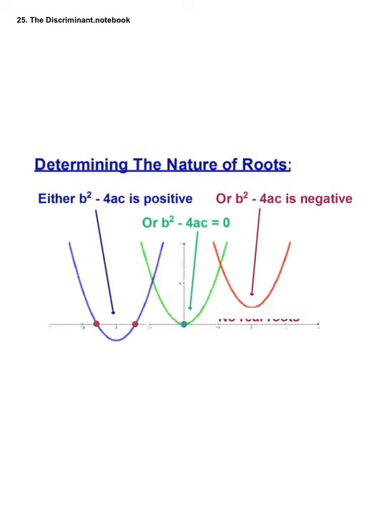Basically what that means is if b squared minus 4ac is positive, then we've got 2 different places where the graph of that quadratic crosses the x-axis. If it's equal to 0, then there's still 2 roots, but there's one place where it crosses the axis, and the 2 roots are on top of each other. And if it's a negative number, then there are no real roots. The graph does not cross the x-axis at all.